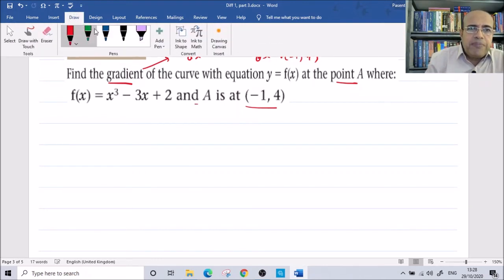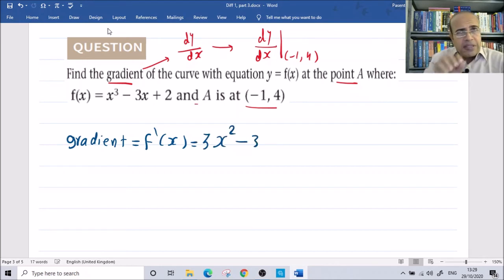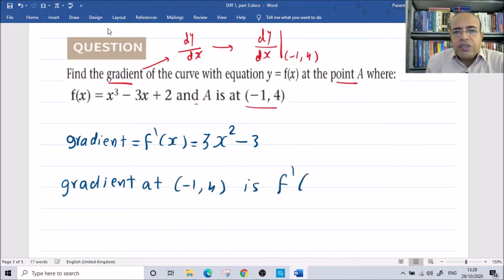So the first step, we differentiate or we write gradient. So the gradient equals f of dash x. Now, 3x squared, 3 comes down and reduce 1 from the power. Negative 3x, it's negative 3. This is the gradient at any point. What about at the point A? So we write the gradient at the point negative 1 and 4 is f of dash negative 1, or dy by dx at -1.